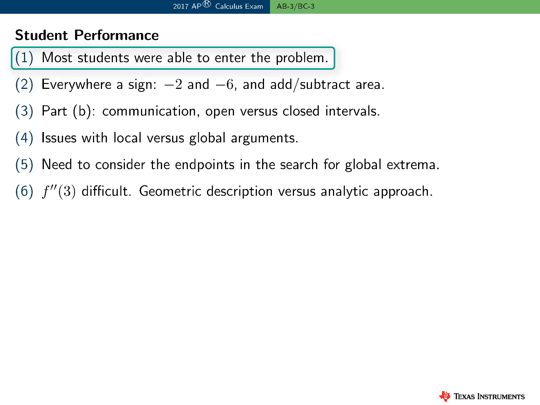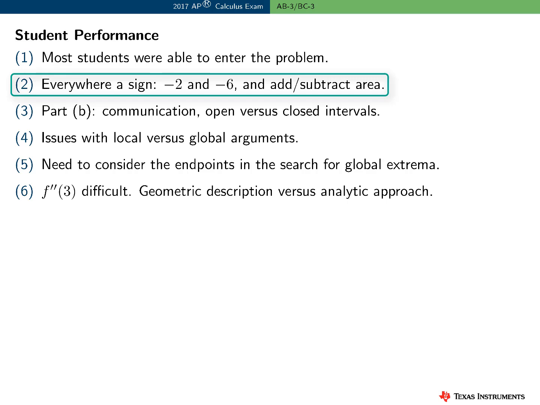Here are some general comments about the student performance on this problem. First, most students were able to enter the problem, and that means they were able to begin a solution. They presented some correct conceptual calculus steps. There were lots of minus signs in this problem, and this forced students to be very careful in notation and computation. There was a minus 2 and a minus 6, and when computing values of the function f, students had to carefully add or subtract the area of certain regions.